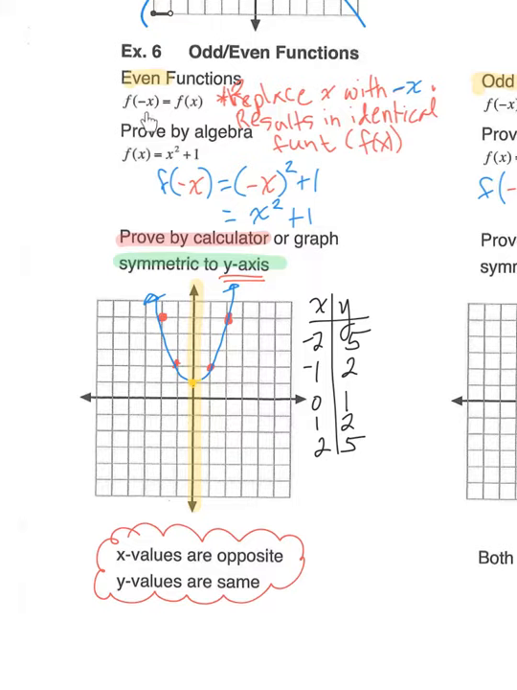You can plug -x into the function, and if you get exactly the same function, it's even. You can graph the function, and if it's symmetrical to the y-axis, it's even. You can look at the table of values, and if your x values have opposite signs, but the y values have the same values as the opposite signed x, then it's an even function.